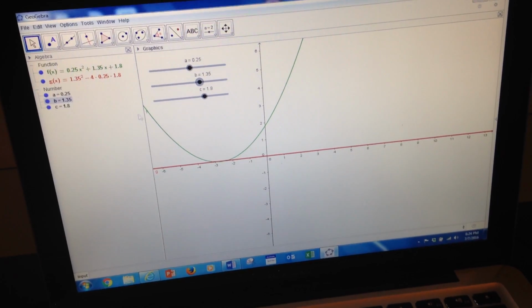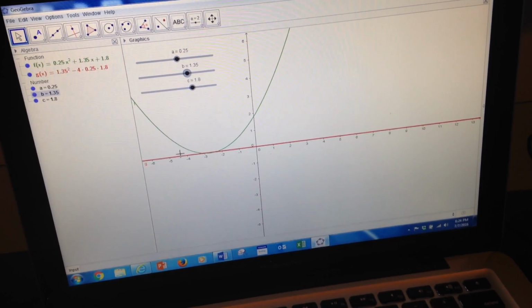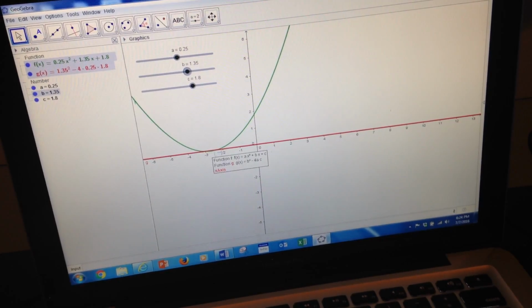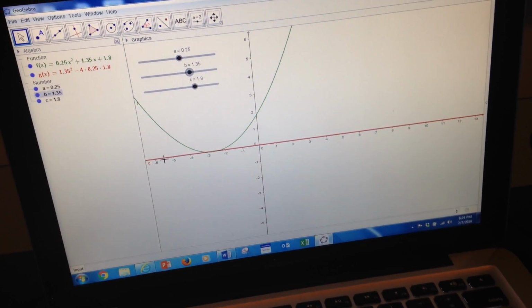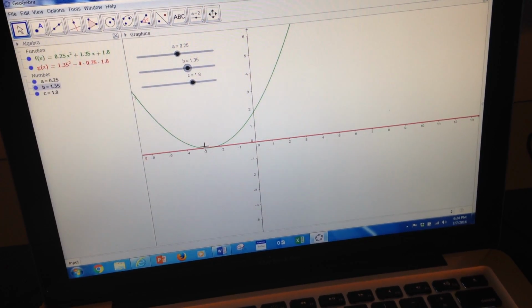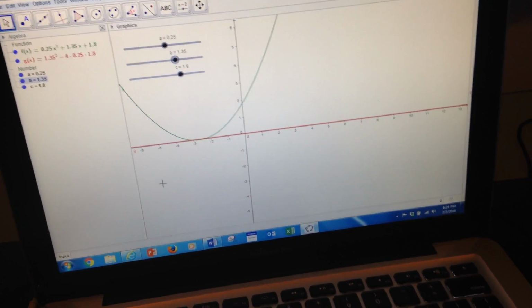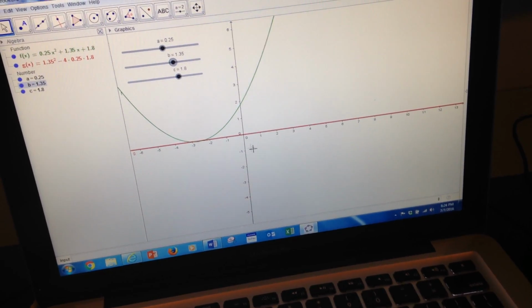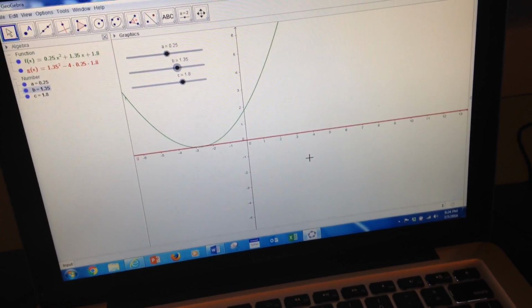If I could manipulate this so that the red line was right on the axis, we'd have one real solution right there where it touched. And that's when your determinant, your discriminant, equals 0. Your parabola will come down and touch the x-axis, or come up and touch the x-axis as it goes down, since it faces down, and therefore you'll still have the one solution.